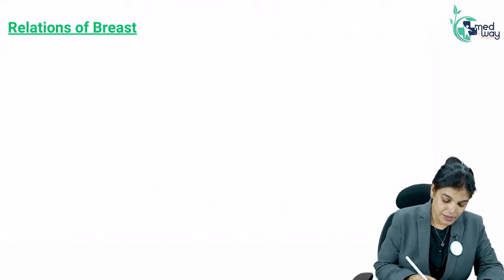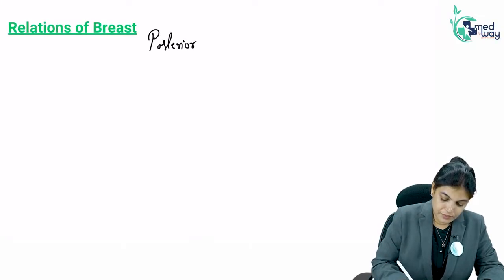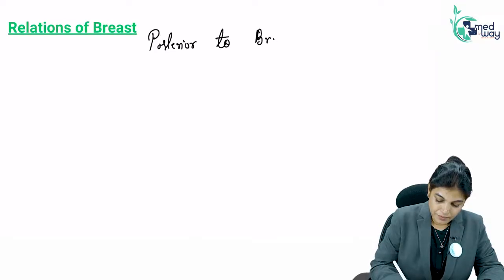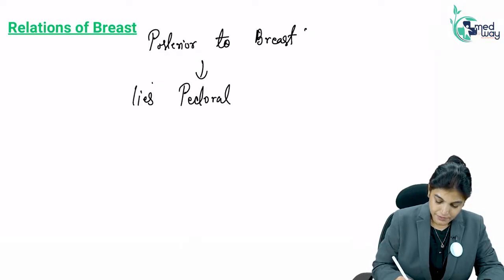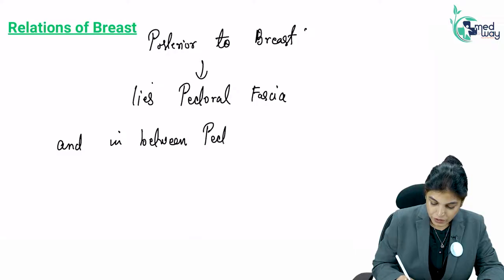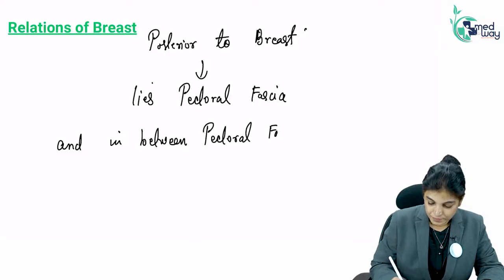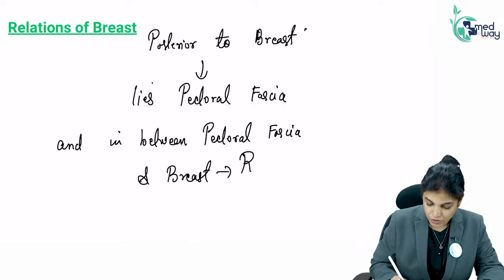So, relations of the breast: posterior to the breast lies the pectoral fascia, and in between the pectoral fascia and the mammary gland or breast, we have a space. That space is called the retromammary space.